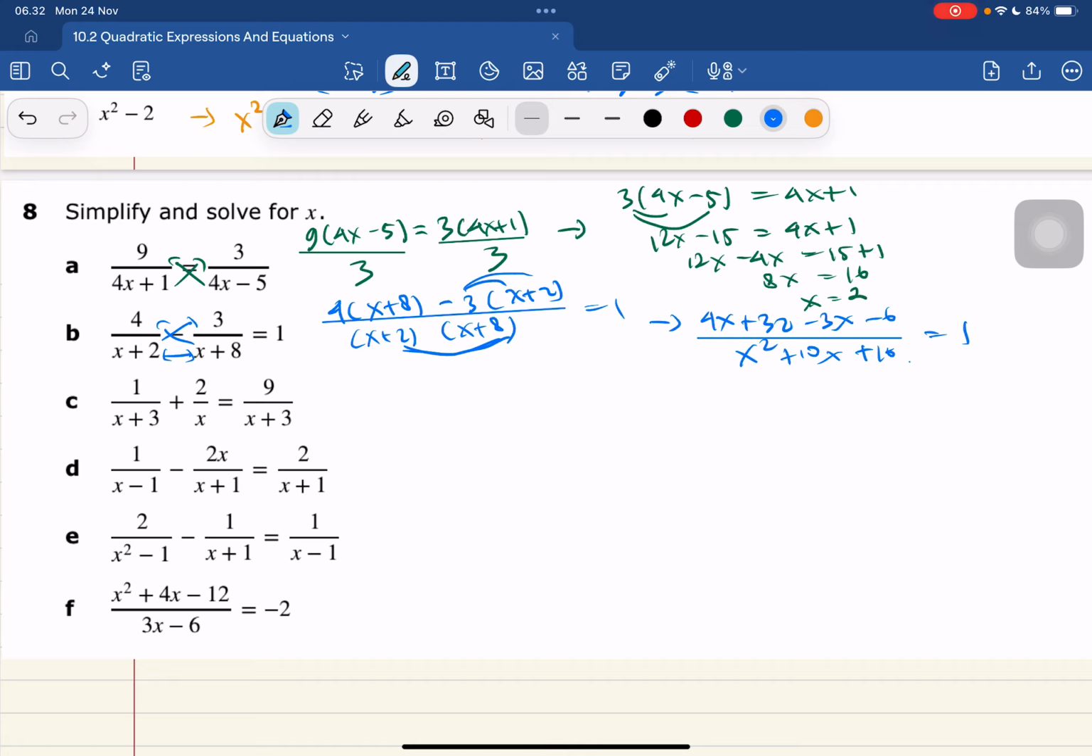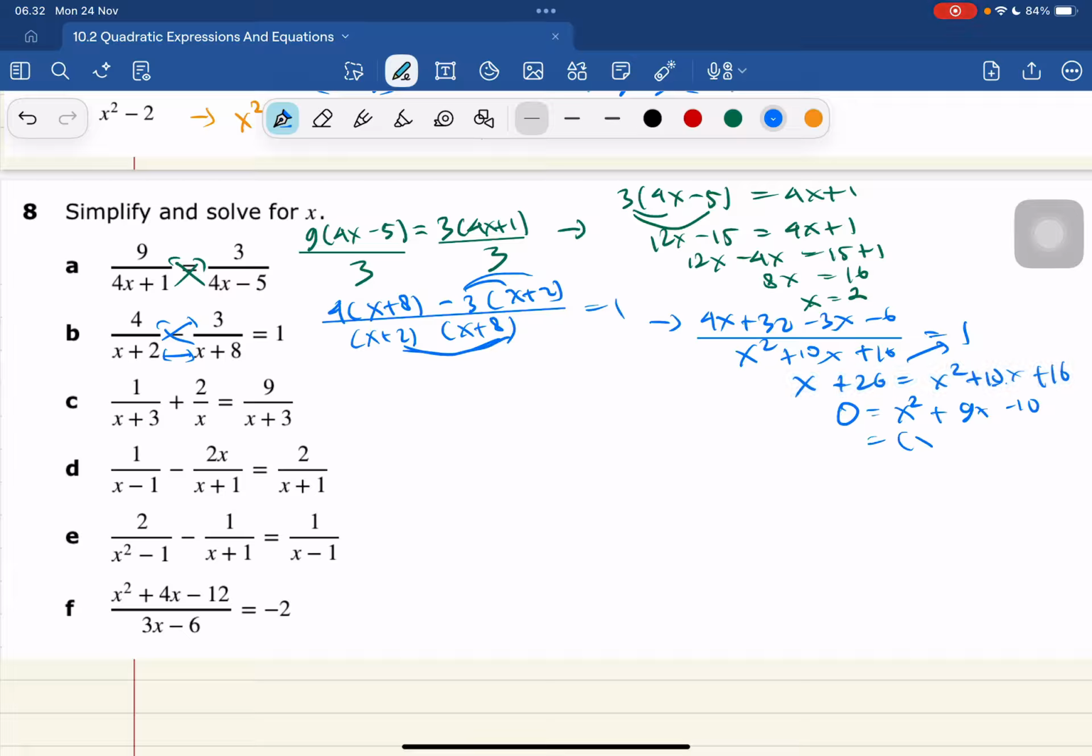Okay, here we can move it to the right side. So 4x minus 3x is x. 32 minus 6 is going to be 26 equal to x squared plus 10x plus 16. So it's going to be 0 equals x squared plus 9x, because 10x minus x. And then here 16 minus 26 is minus 10.